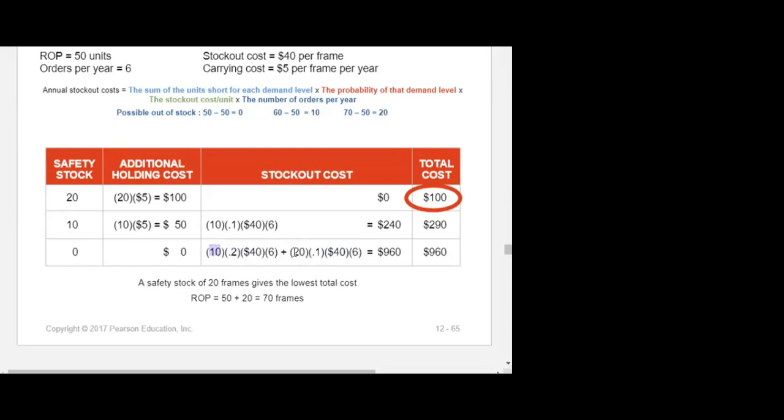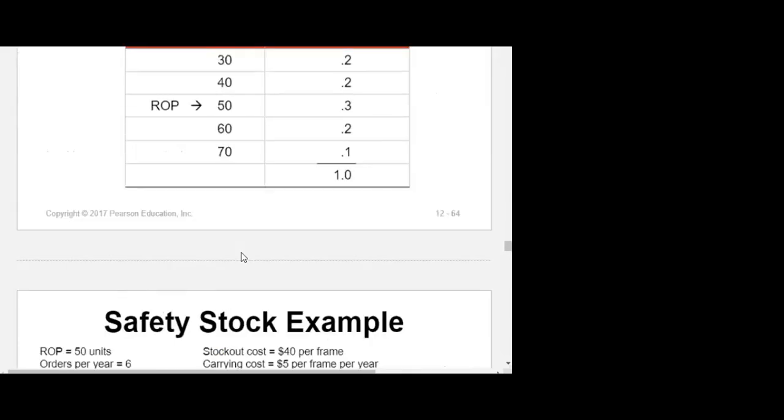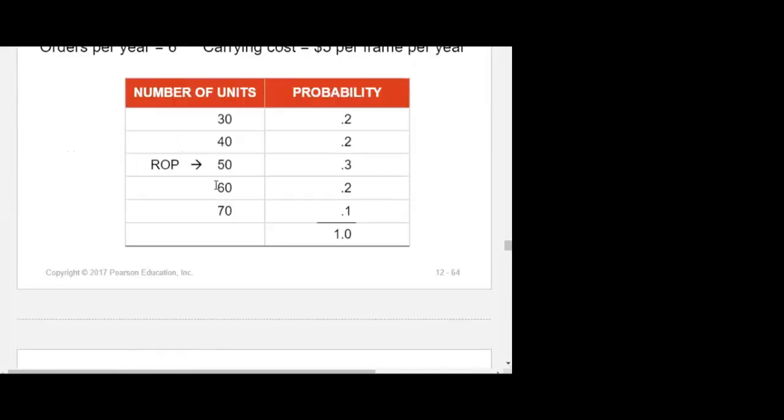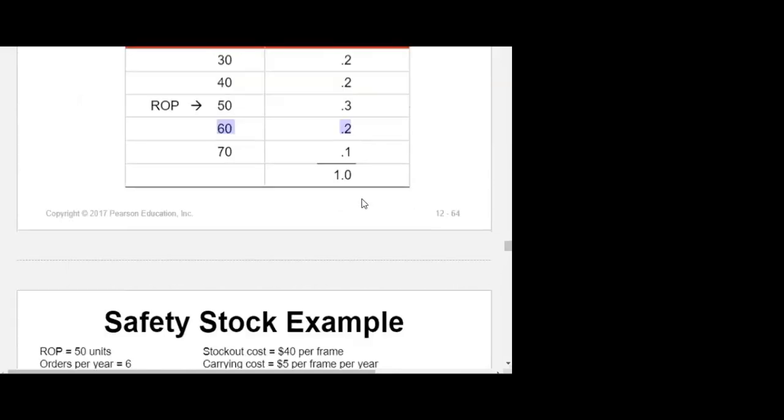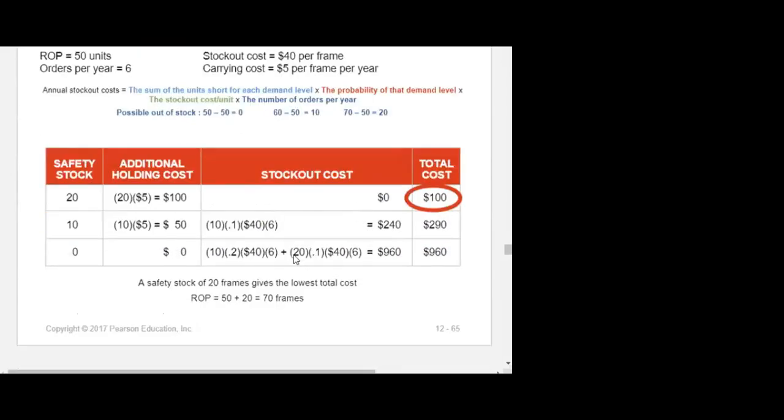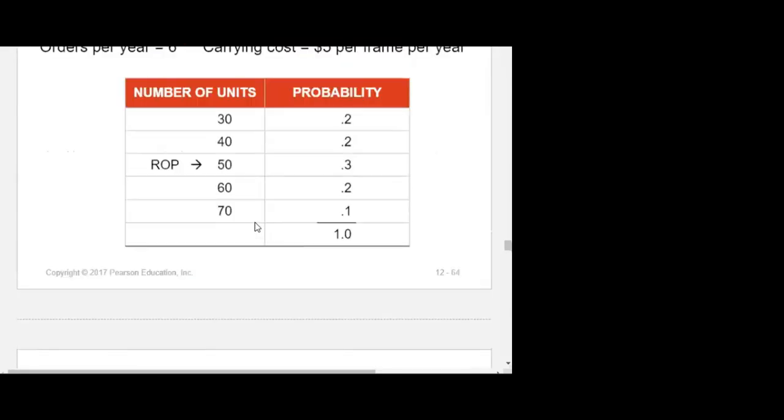If 70 come in, how many are you short? 20. What's the probability that you are short 10? You go back up here. That's just the case that you have 60 customers. What's the probability of it? 20%. What's the probability for 70? 70 is 20 short, right? You're 20 short, 70, 10%.